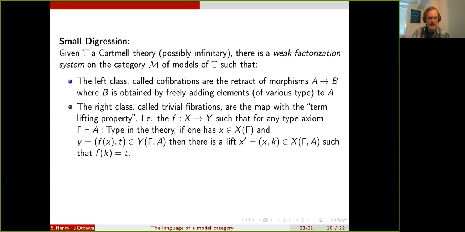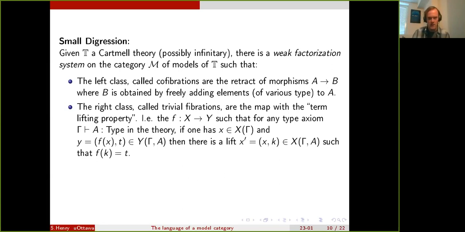And so the right class of this factorization system, which I will call the trivial fibrations, are the maps which have the so-called term lifting property. Which I think is a notion that has been considered for several different reasons in the literature.